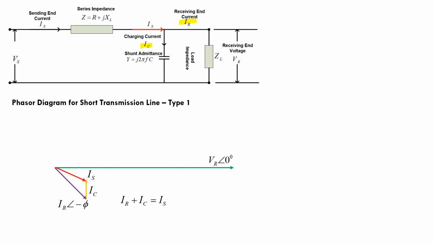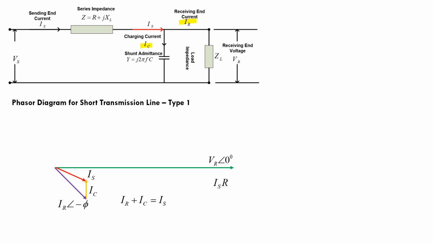Look at this current IS, it flows through this series impedance. Once this current flows through the series impedance, it will cause the voltage drop. The series impedance is divided into the real part and imaginary part. When this current flows through the resistance, it will create a voltage drop of IS into R, and when this current IS flows through the XL, it will cause the voltage drop of IS into XL.